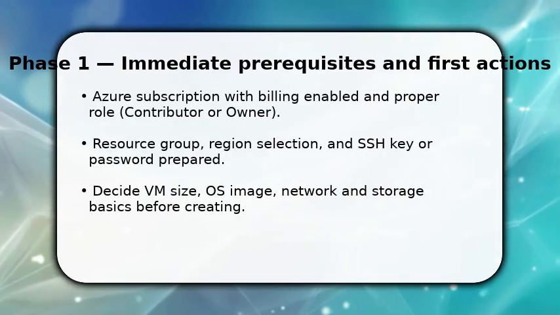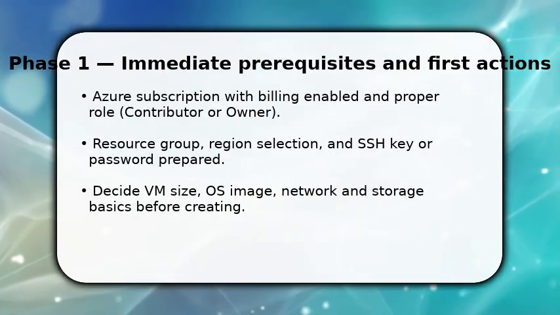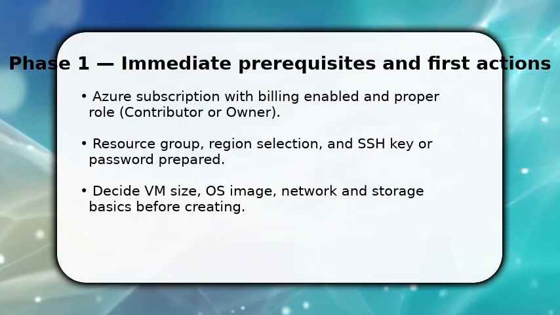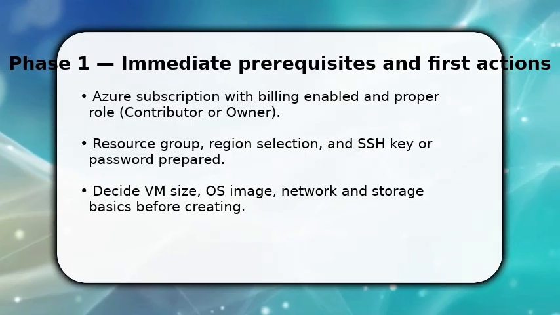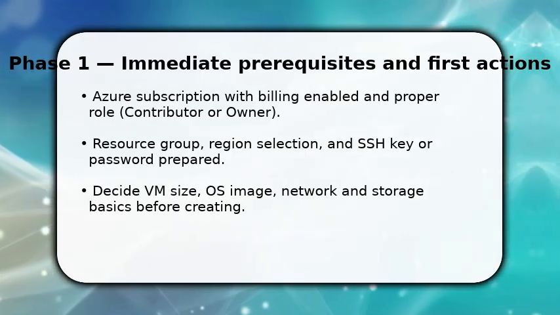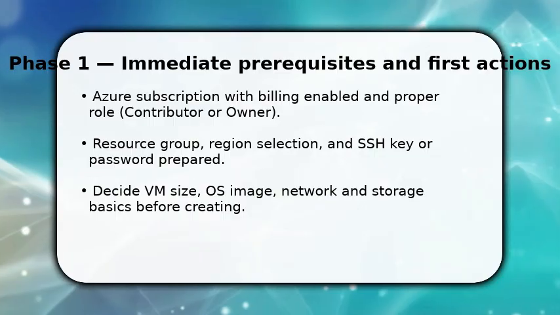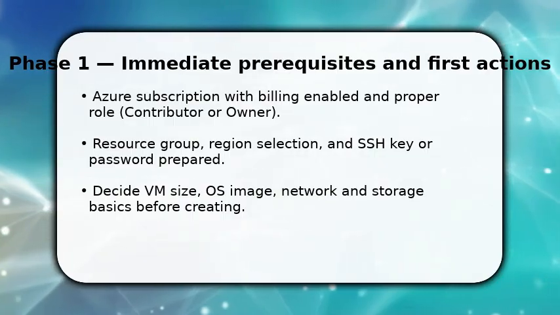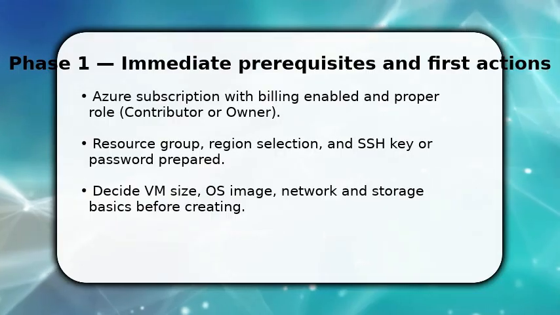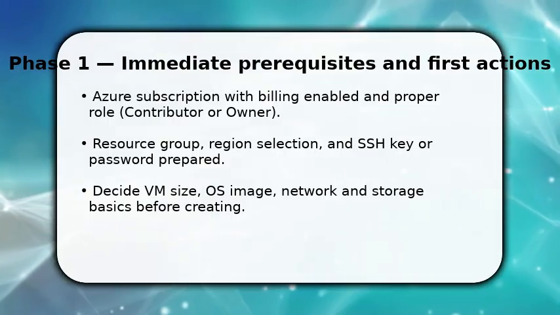You start by confirming prerequisites, an active Azure subscription and a resource group in the region you need. Next, choose an OS image and VM size. This determines CPU, RAM, and cost, so pick according to workload. Generate an SSH key pair for Linux or a strong password for Windows and save it.